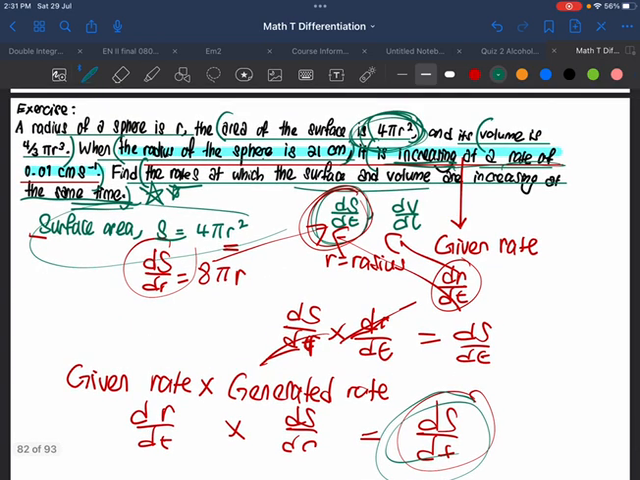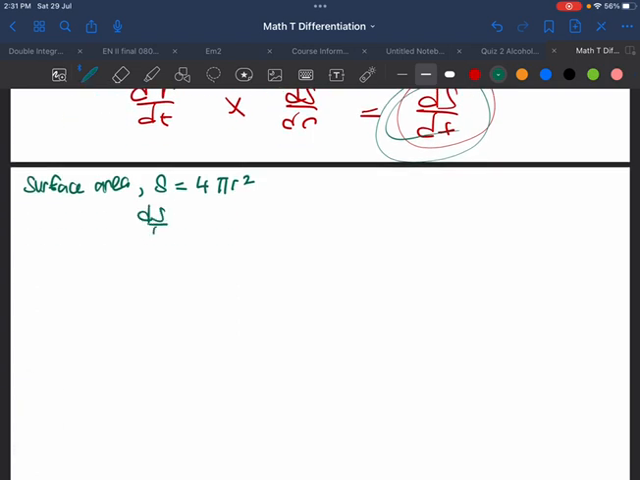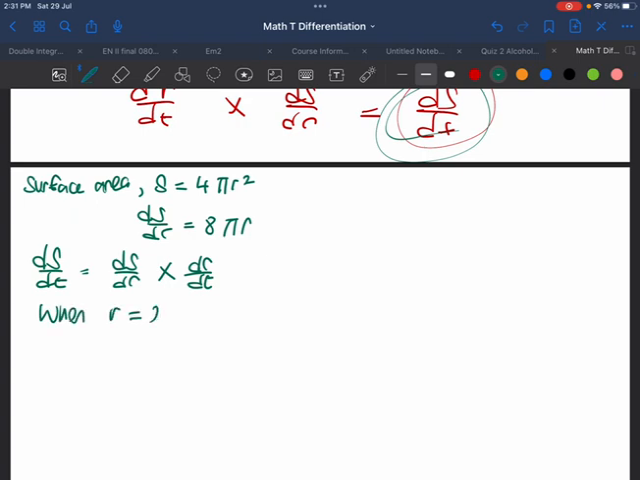So now, to find this, since dr/dt is given, let's write the surface area, S equals 4 pi r squared. So now you know that dS/dr equals 8 pi r. So you write down the formula dS/dt equals dS/dr times dr/dt. The dr/dt is given when r equals 21 centimeters, then dr/dt equals 0.01 centimeter per second.